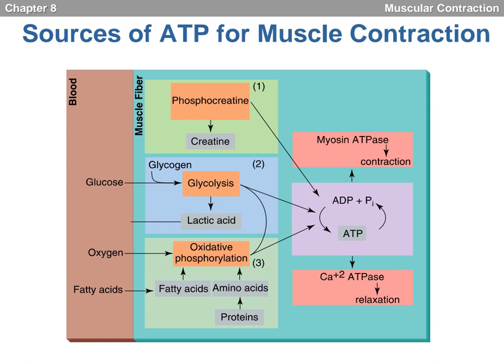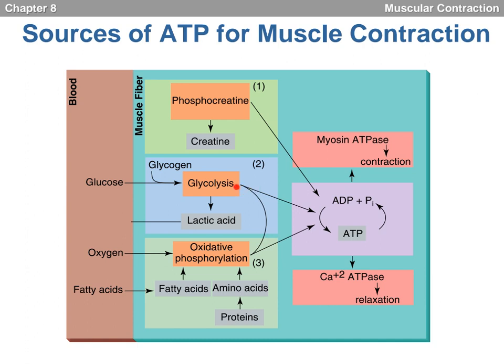This is a diagram from your book showing some of the things we just talked about. Glucose can enter into a muscle fiber from the blood. You can go through glycolysis to produce ATP. Glycogen is found within muscle itself, and it can go through glycolysis to form ATP. If there's no oxygen available, the pyruvate, which is formed by glycolysis, may be converted to lactic acid.